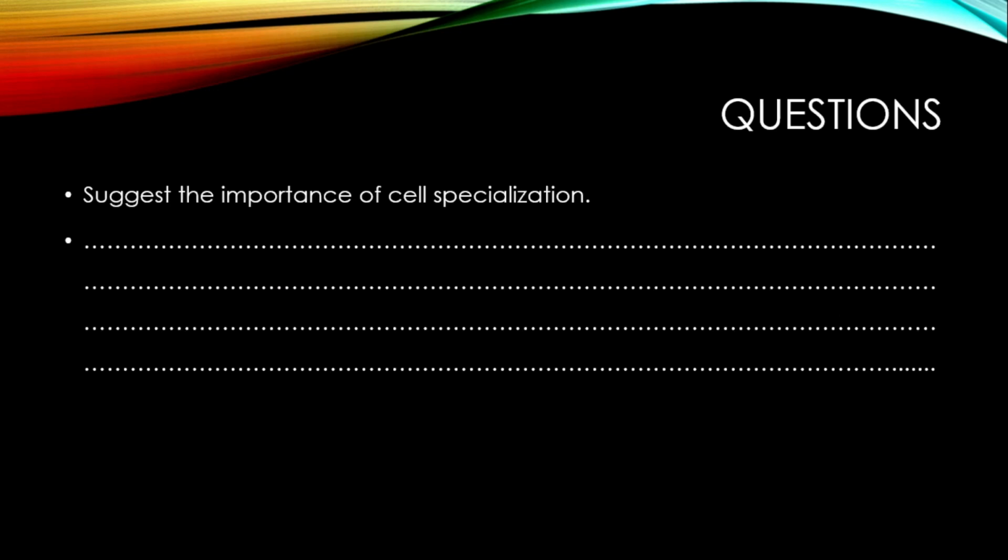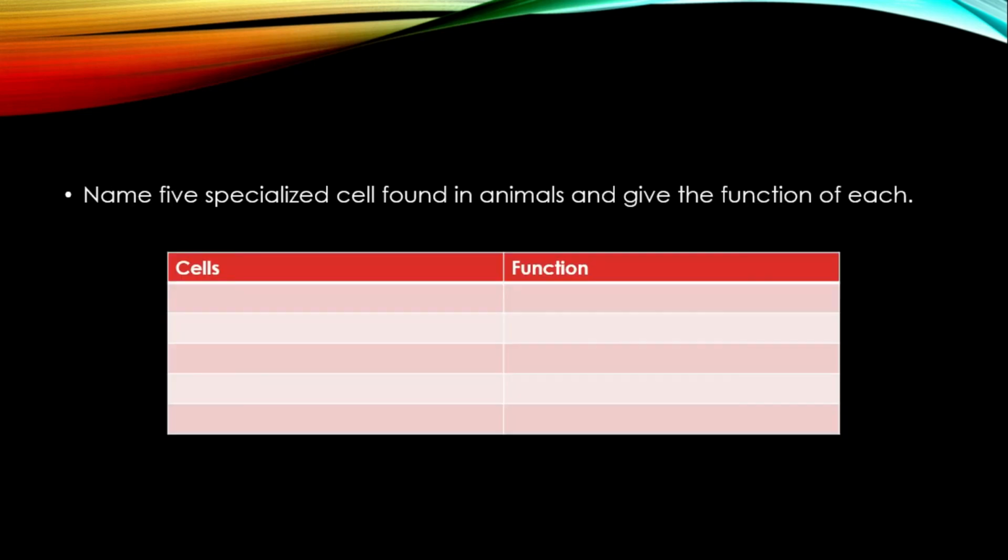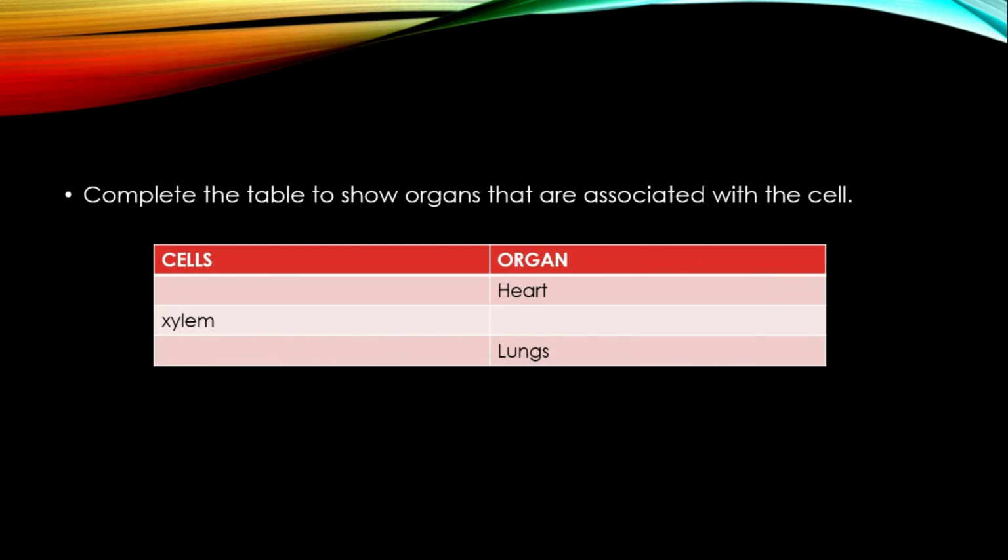That brings us to our question, and we want you to suggest the importance of cell specialization. That's your first question. Tell us, what is the importance of cell specialization? Why is it important? Name 5 specialized cells found in animals and give the function of each. Complete the table to show organs that are associated with the cell. So we have organs and we have cell. Complete the table to show the association.